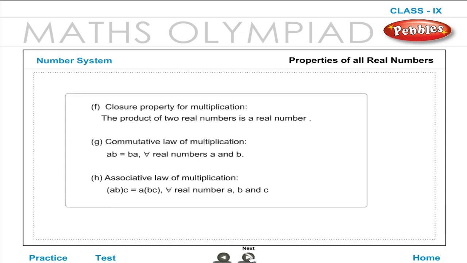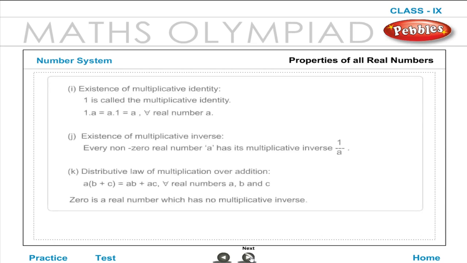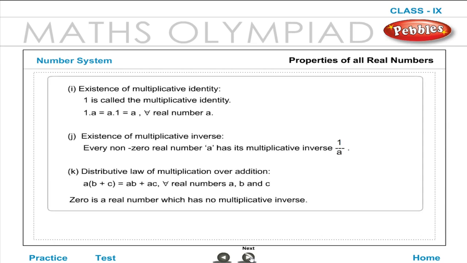Closure property for multiplication: the product of two real numbers is a real number. Commutative law of multiplication: ab is equal to ba, for all real numbers a and b. Associative law of multiplication: (ab) into c is equal to a into (bc), for all real numbers a, b and c. Existence of multiplicative identity: 1 is called the multiplicative identity. Existence of multiplicative inverse: every non-zero real number a has its multiplicative inverse 1 by a. Distributive law of multiplication.